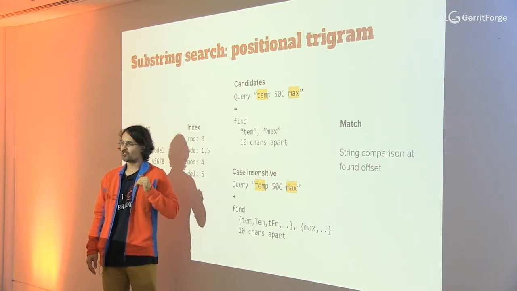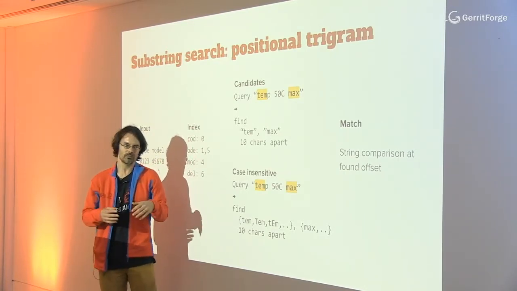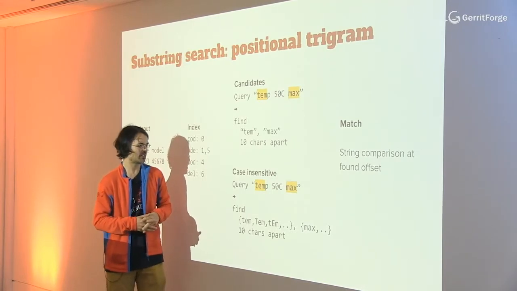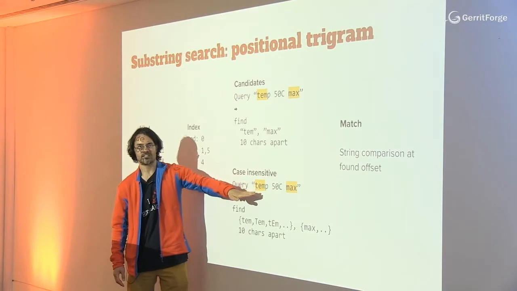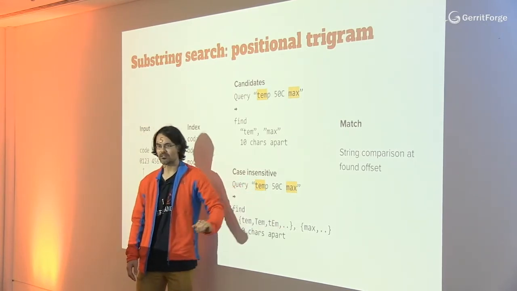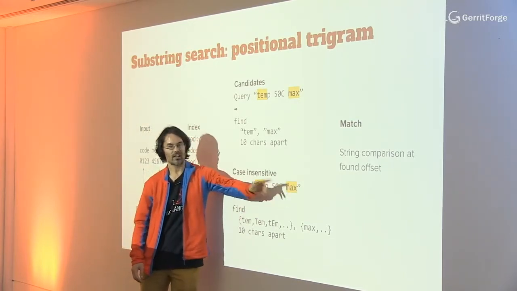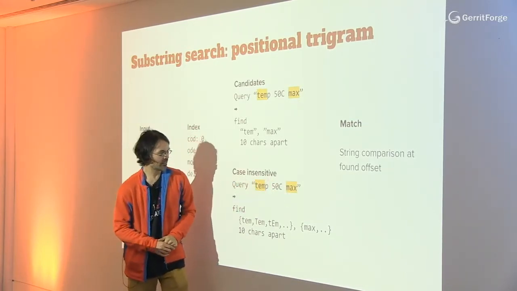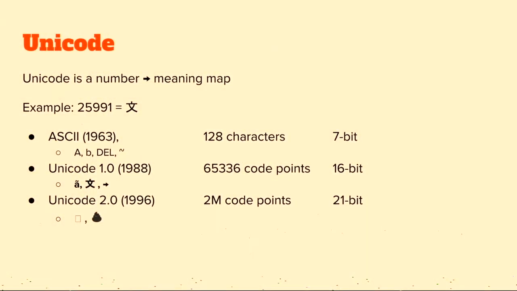In practice, you almost always want to look for things disregarding case. And you can also do that. So in this case, if you want to do it case insensitively, you generate all the different flavors of cases for the first and for the last trigram. And then you do the same strategy again. So what about Unicode?